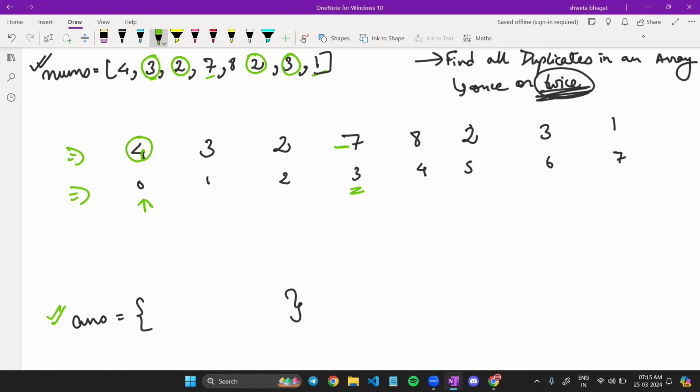Now, why are we doing this? We know that there are some numbers that are occurring twice, correct? So let's say we are over here, right?